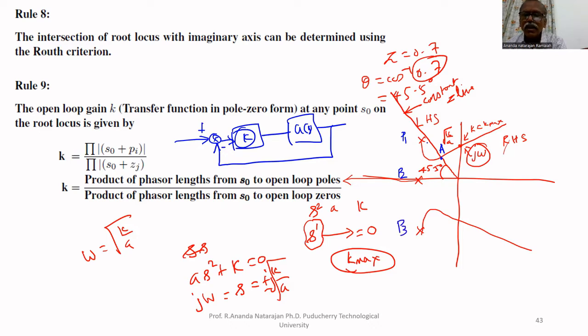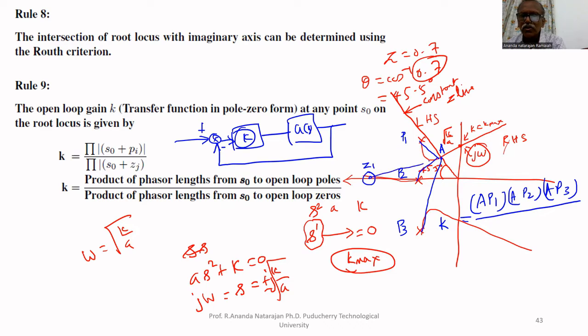So from A, draw lines to P1, P2, and P3. Measure the length. Let the lengths be AP1, AP2, AP3. These are the lengths measured from A, where A is the desired location of the pole. Divided by, suppose we are having a zero here, let it be Z1. So from A to Z1 also we have to draw a line, let it be AZ1. Divide by AZ1. This is the value of K.